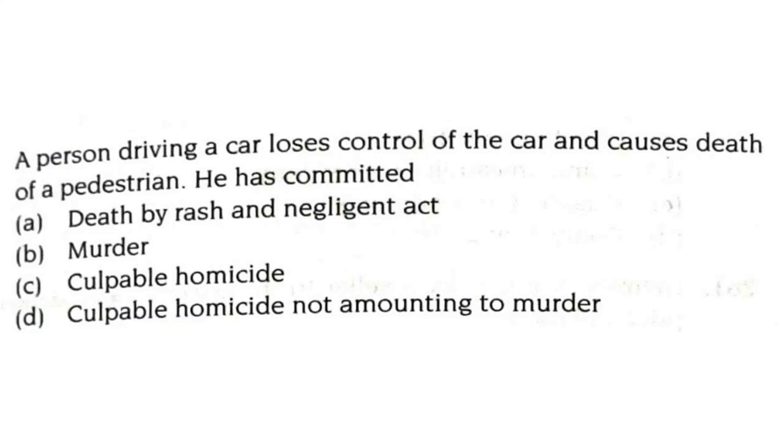A person driving a car loses control of the car and causes death of a pedestrian. He has committed death by rash and negligent act, murder, culpable homicide not amounting to murder. It is death by rash and negligent act. It is not a murder because the intention to kill that person, to cause death to the pedestrian, was not in existence.